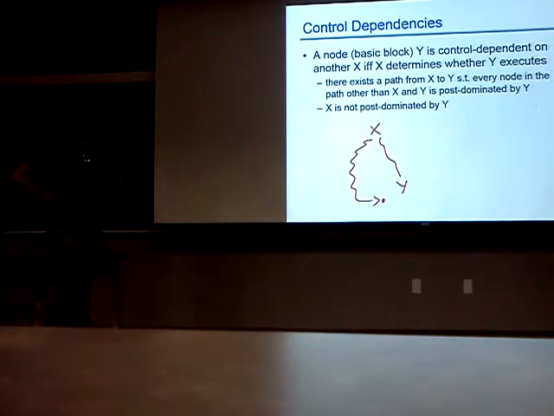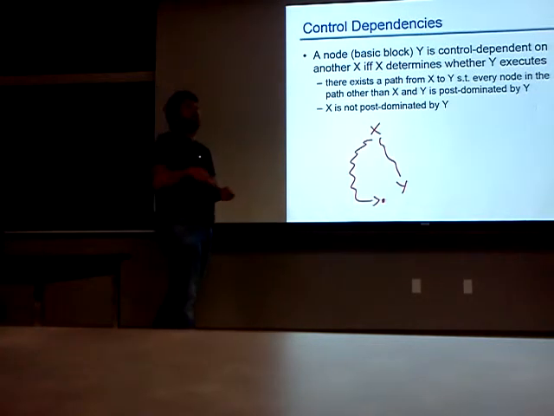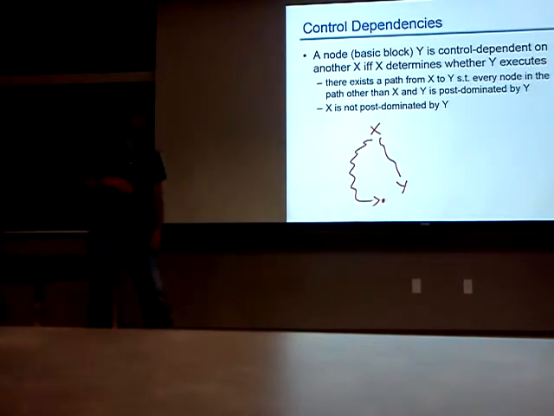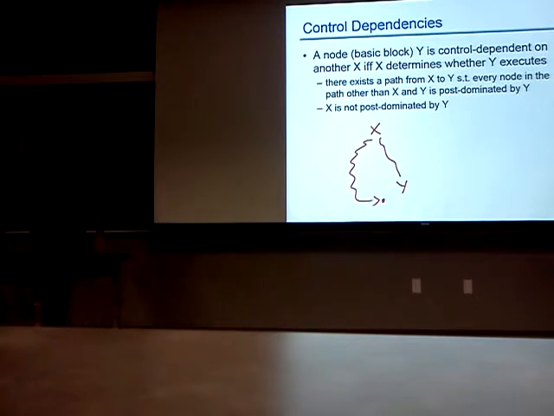And if there is no such terminator node, then we could just create a new one. If you have, for example, return statements, you could just create one node at the end and have all the returns go to that node.